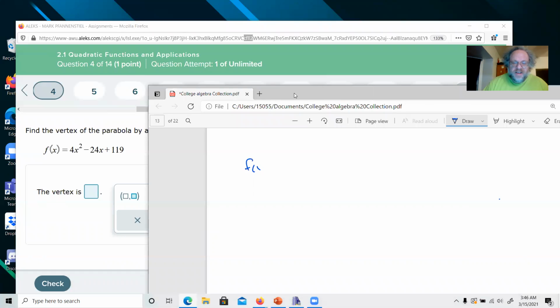So we have f of x is equal to 4x squared minus 24x plus 119. I'm sure that looks delightful. They said find the vertex. So remember, x is equal to negative b over 2a. That's the x coordinate for the vertex. The vertex is found at x equals negative b over 2a.